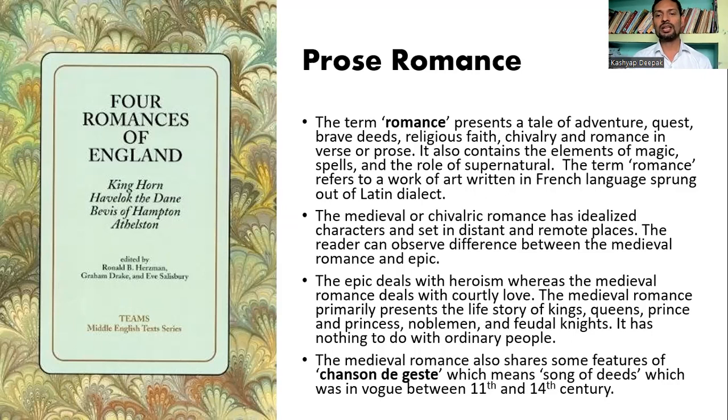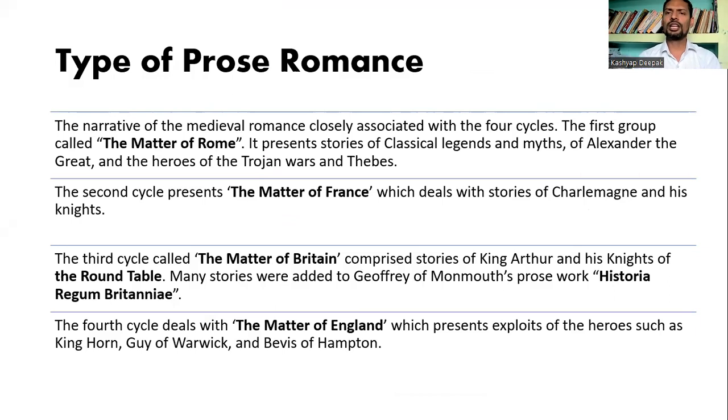The medieval romance also shares some features of the chanson de geste. We will read about this later on, which means song of deeds, and which was in vogue between the 11th and 14th centuries. We will read about the chanson de geste on later slides, not here. And there are 4 types of romance. The narrative of the medieval romance is closely associated with the 4 cycles. The first group, called the Matter of Rome, presents stories of classical legend and myth.